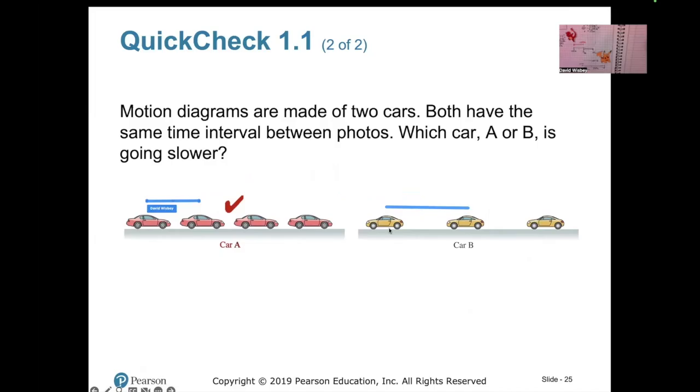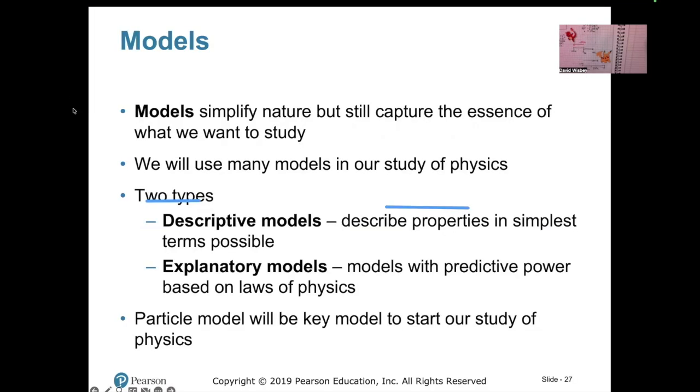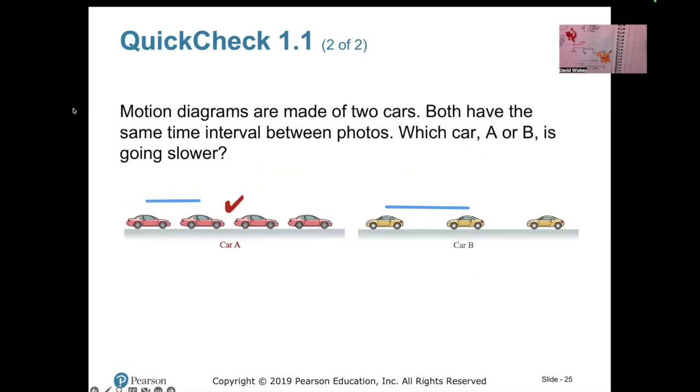Car B is faster, but it is moving to the left, so it's got a negative velocity. Remember, negative just tells you about the direction. It doesn't tell you whether it's going slow or fast. So that's a big difference between velocity and speed. Now, that's the end of this video.